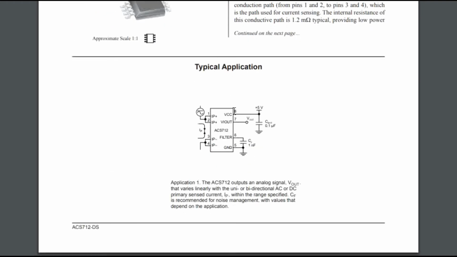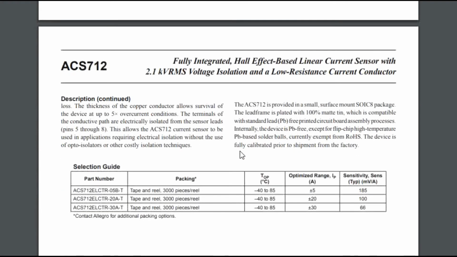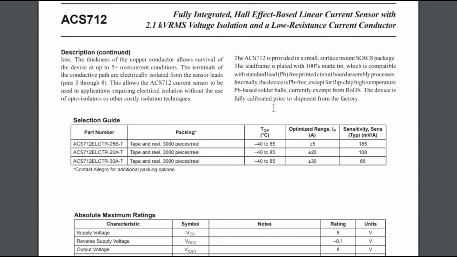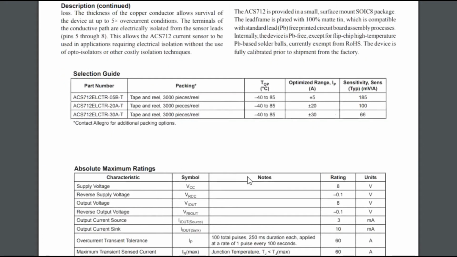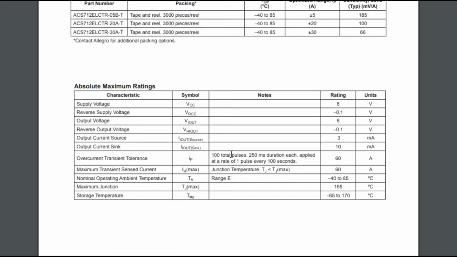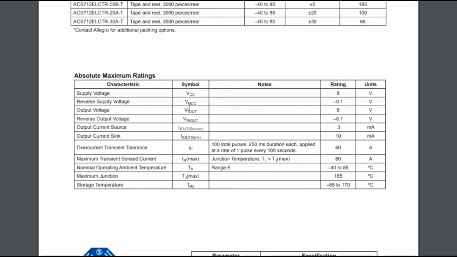And this is the circuit diagram. The 8th pin is the VCC input, 5 volt, the output is 5 volt, and the 5th pin is grounded. These are the ratings of this sensor. Supply voltage means that at 8 volt VCC, it works at 5 volt.